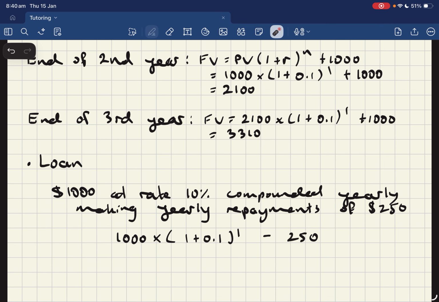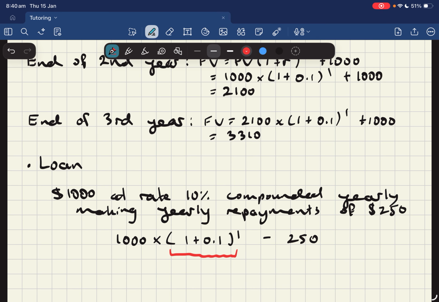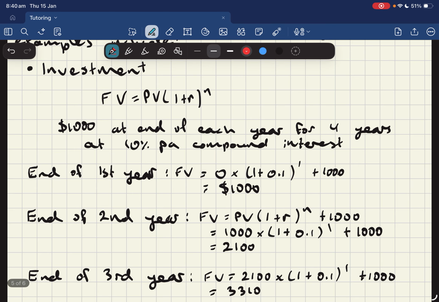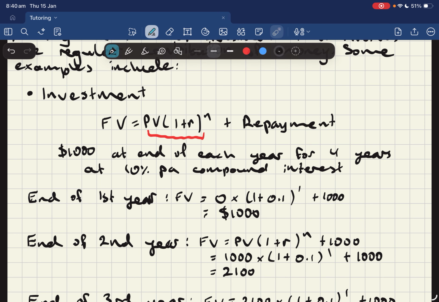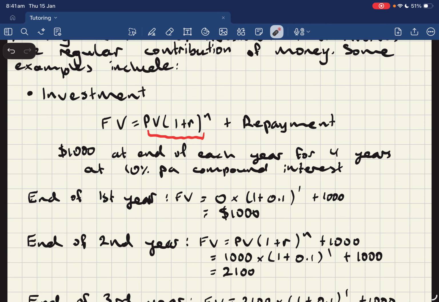So this part here in our formula, that is our interest. So we're charging interest on that. So we're taking our future value formula, and this part is our repayment. And the same thing happened up here, right? So with our investment, we calculated our interest, but instead we added an extra repayment. So how these two differ, with our investments, we are adding the repayment at the end because we're trying to get more and more money.